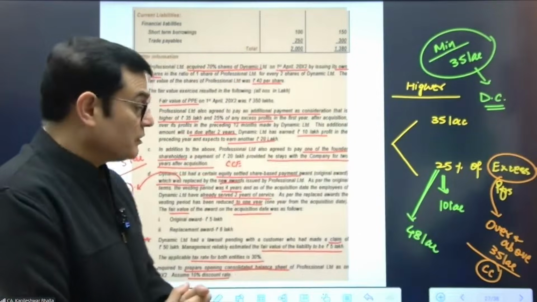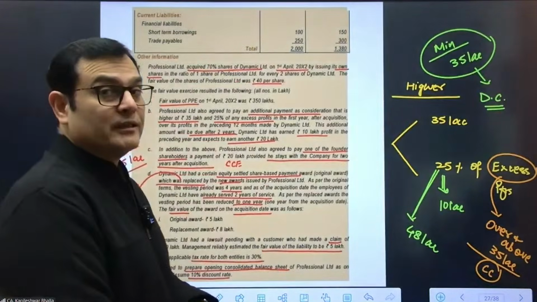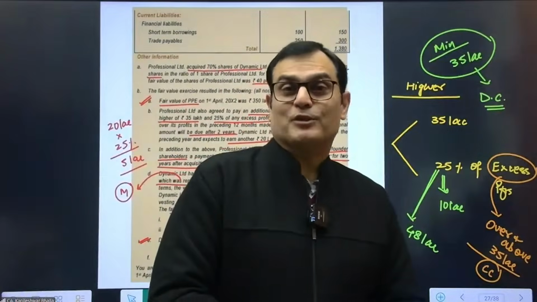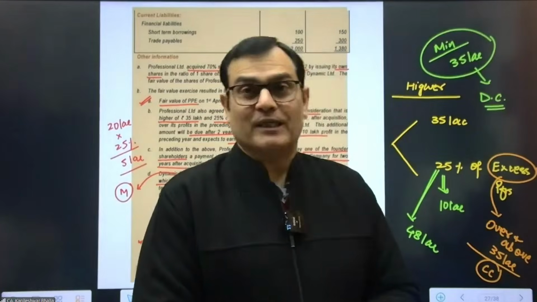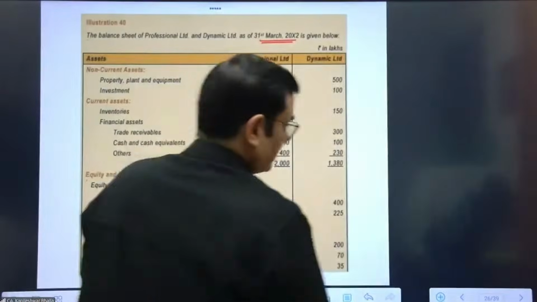So based on the requirements today, we're going to understand, when it says make an opening consolidated balance sheet, we're going to get that connect also today. Let's begin the journey. So we are solving this particular illustration on a step-by-step basis. As I said, this is illustration number 40 of the study material.